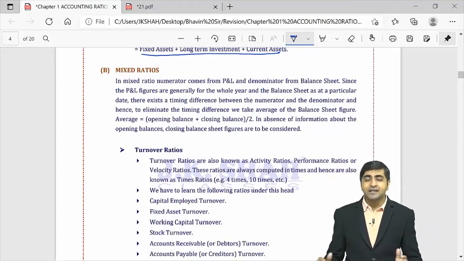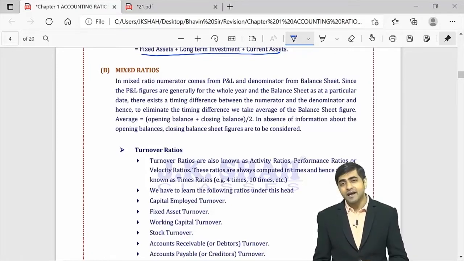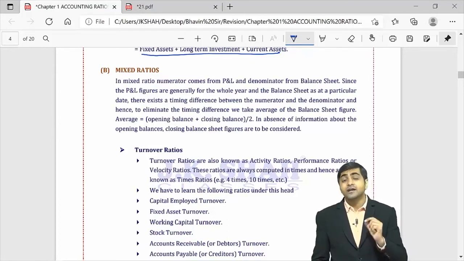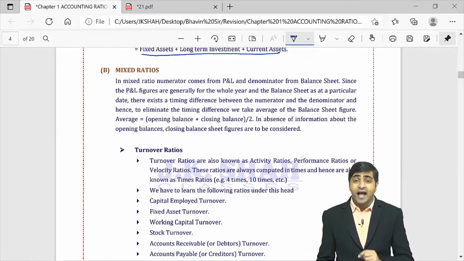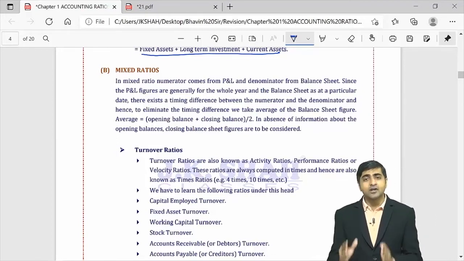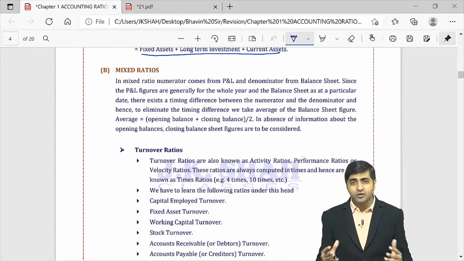So how do we eliminate the timing difference? By taking the average in the denominator. So guys, whenever we are talking about mixed ratios, always remember that we have to take the average of the denominator. We should have the opening balance and the closing balance, and in the denominator we'll take the average, that is, opening plus closing divided by 2. Example: your capital employed turnover ratio.